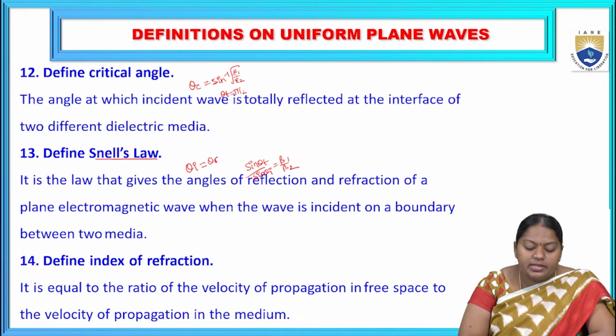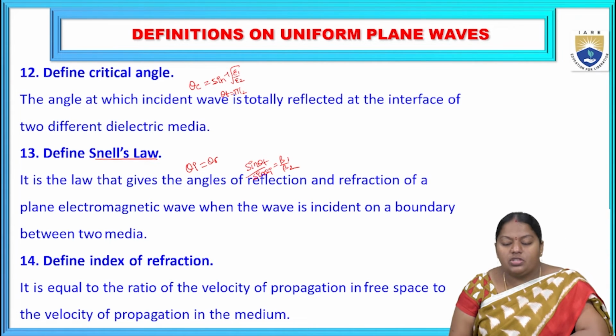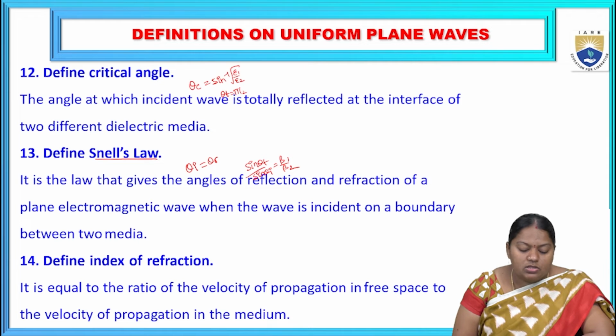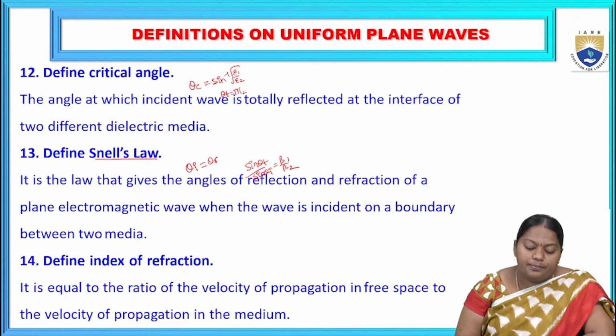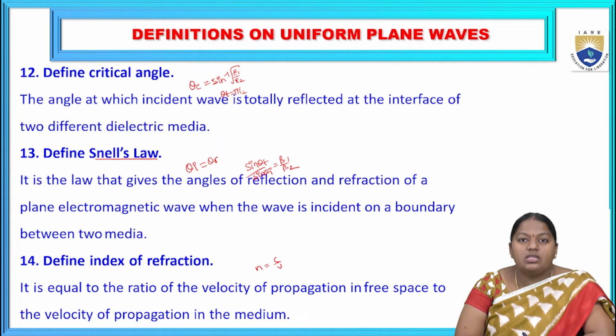Then define index of refraction. It is equal to the ratio of the velocity of propagation in free space to the velocity of propagation in the medium. It is represented with n, and n is equal to c by v. So the index of refraction is represented with n, and it is equal to the ratio of the velocity of propagation in free space to the velocity of propagation in the medium.